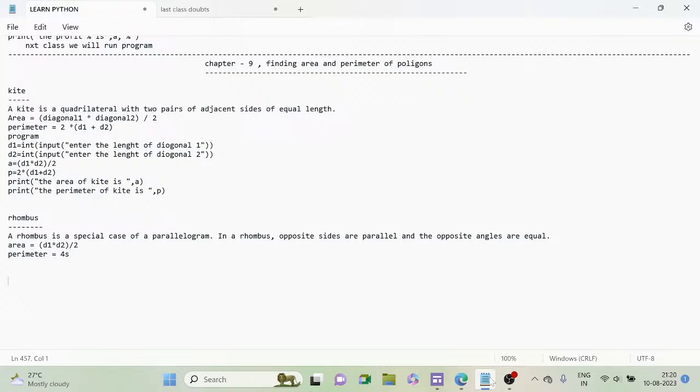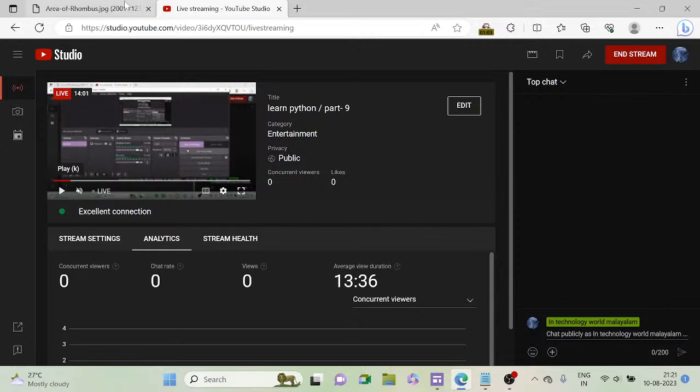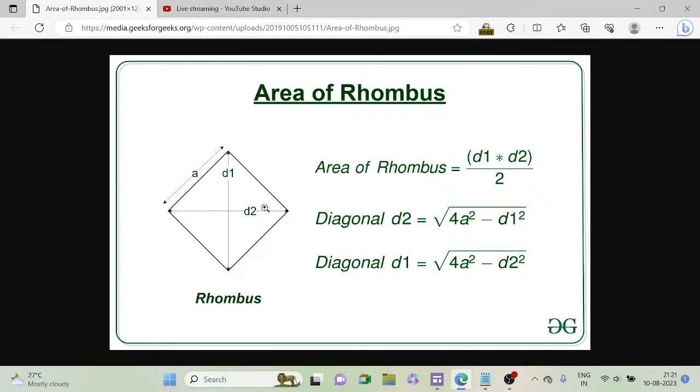And now, rhombus. Do you know what a rhombus is? Can I show its figure? So, this is a rhombus.